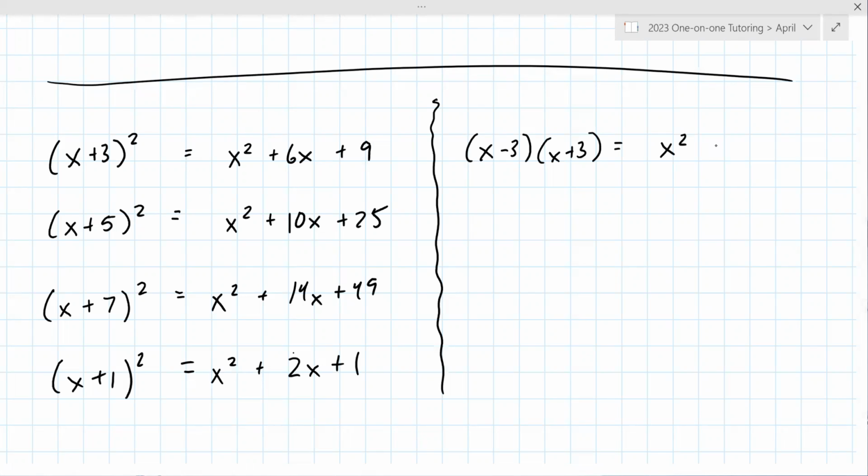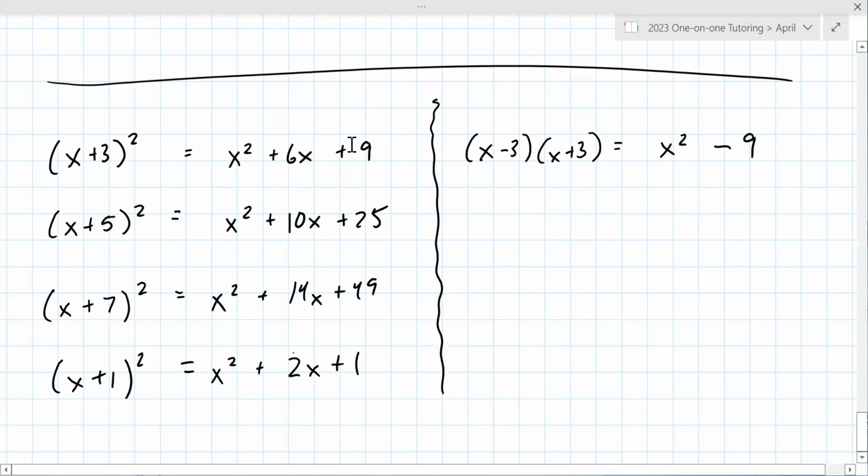So x minus 3, x plus 3. So x squared, 3x minus 3x, minus 9. So x squared minus 9. Yes. Now, how is that different to this one over here? It's kind of a lot different, I would say, actually. The middle's gone. The middle's gone, but it's also negative instead of positive, right?